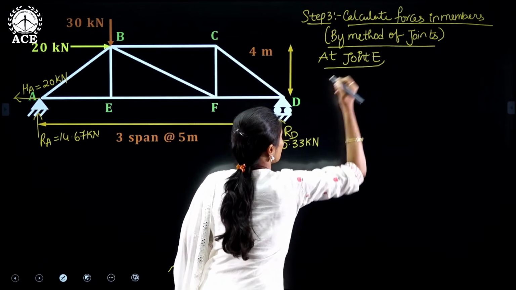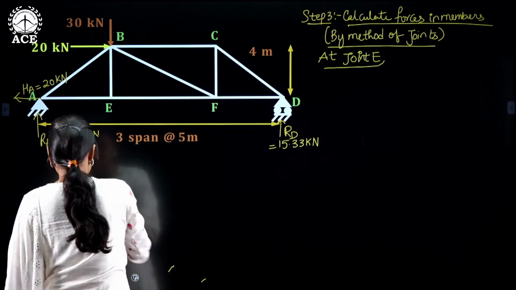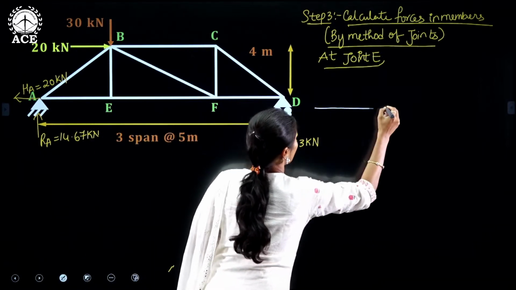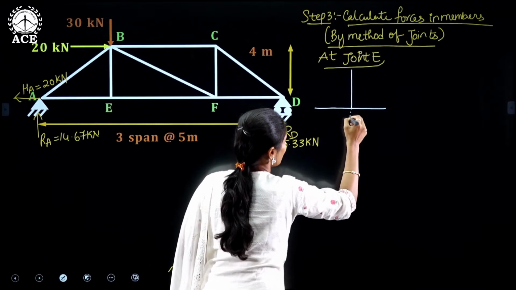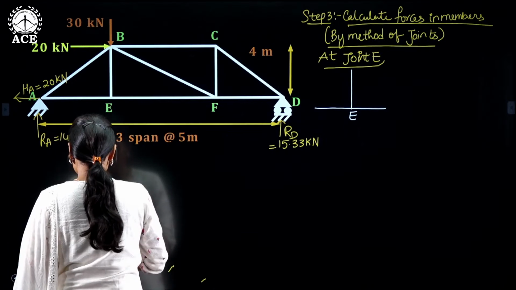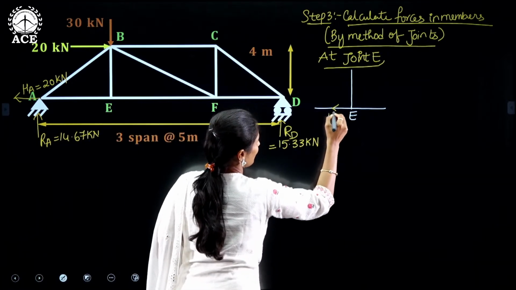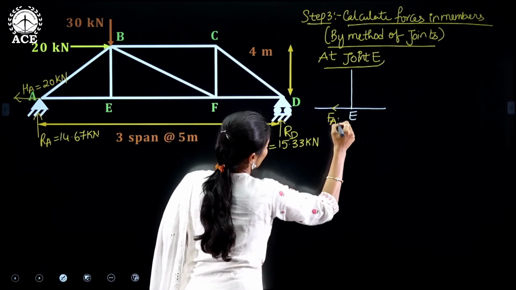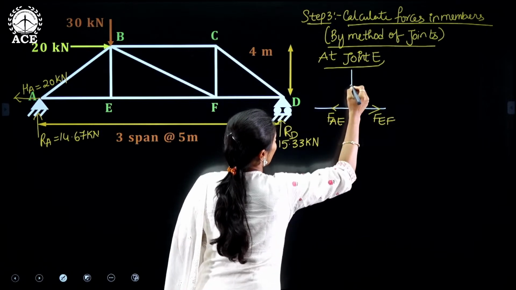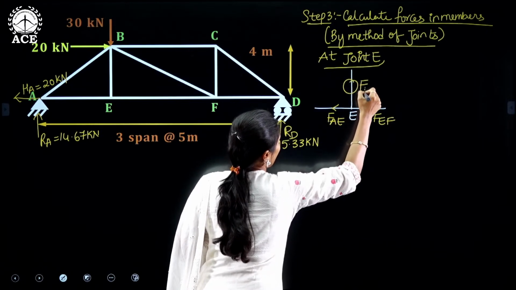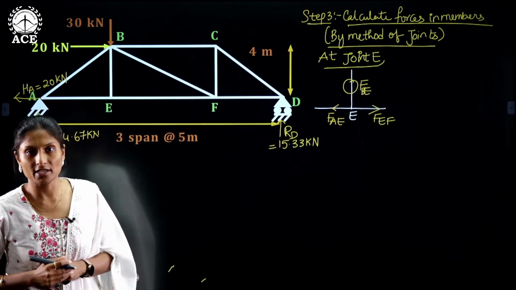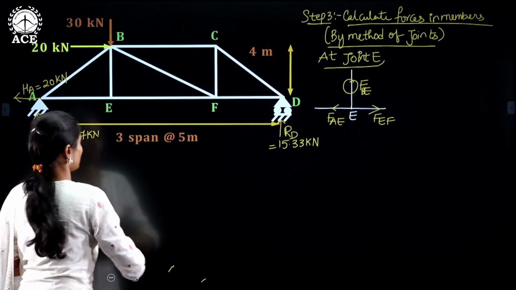Whenever you are trying to write about any joint, you have to draw the free body diagram of that joint. So at E there are 3 forces, right? This force will be FAE and this force will be FEF, where this force is FBE, or you can write FEB.